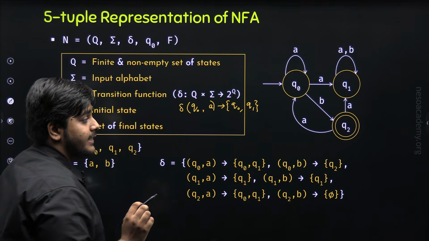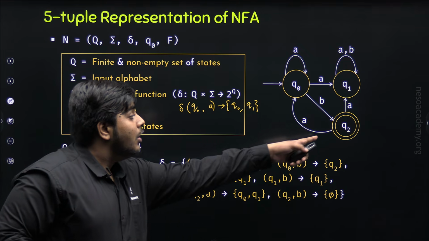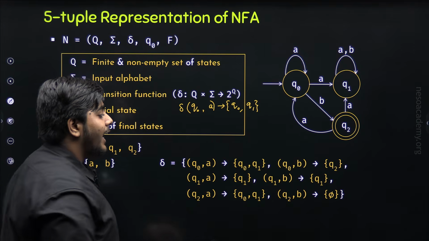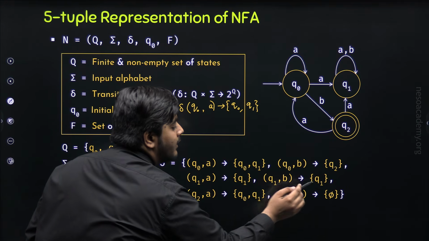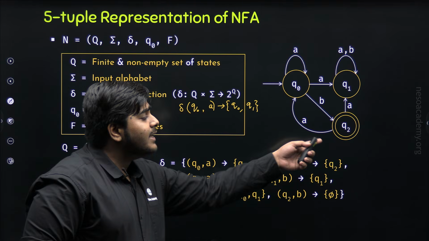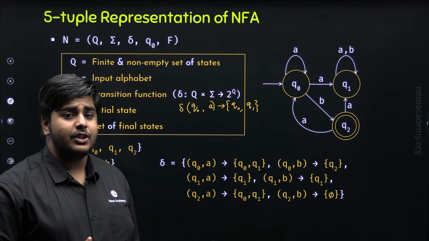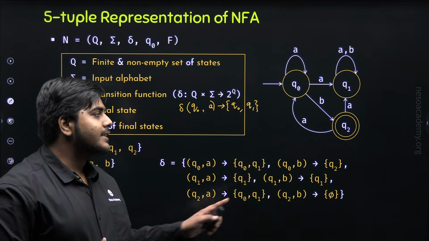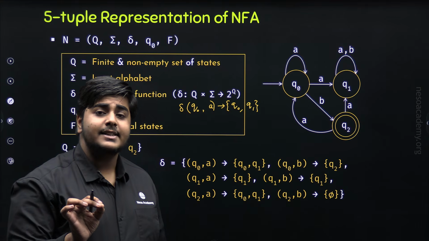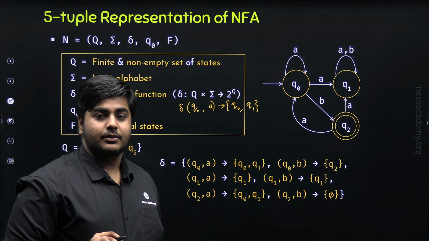In this diagram you can see there is no transition for the state Q2 for the input symbol B. That is why we are getting the null set. And this is totally possible in an NFA. There can be a state which doesn't have any transition for some input symbol. So this is valid in case of NFA, and sometimes we will get the null set for the given transition.